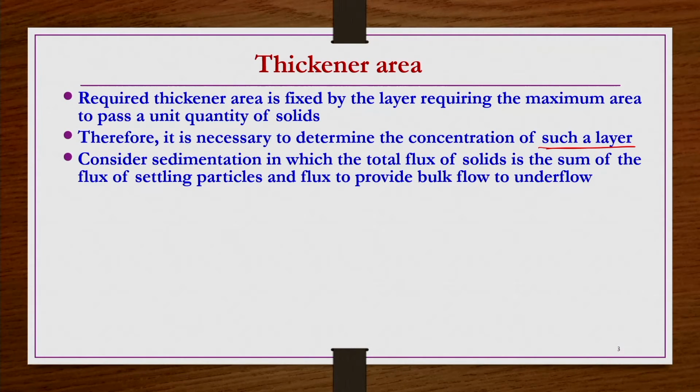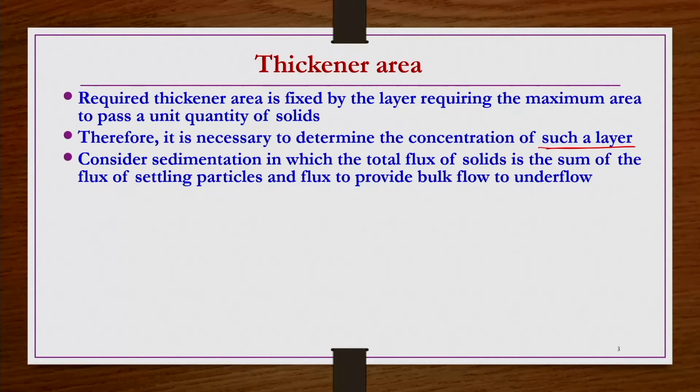Okay. Till now what have we found? We have found only the concentration of solids of that rate limiting layer, and the settling velocity of the solids passing through this rate limiting layer, VL. That is, Cl and VL, we have found as a function of Zi. From here we also found that the settling velocity of the particle is a function of concentration. That is what we understand from the previous derivations and the previous slide. Now consider sedimentation, in which the total flux of solids is the sum of the flux of settling particles and the flux to provide bulk flow of underflow.